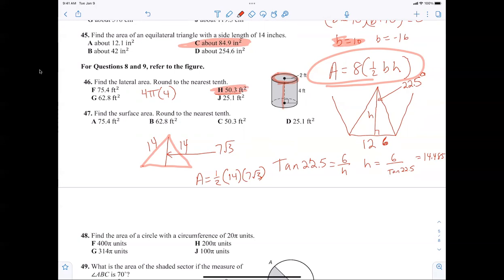Okay, so now we need the surface area, right? If I want the surface area, I just include the two what? Yeah, but how many bases are there? 2. So I need everybody to type in 50.3 plus 2 times pi times 2 squared. And what do we got for that? How much? 75.4. Anybody have any questions?